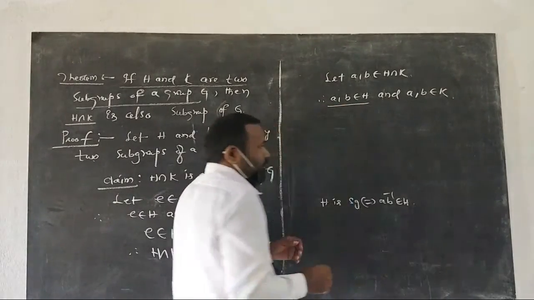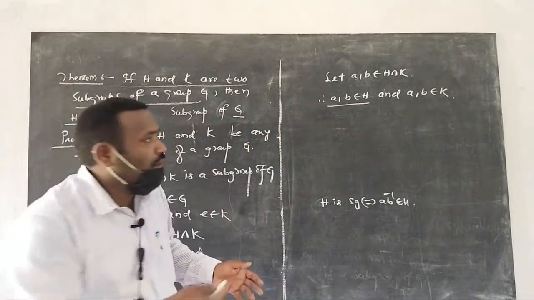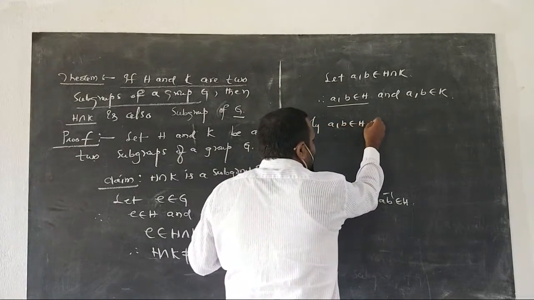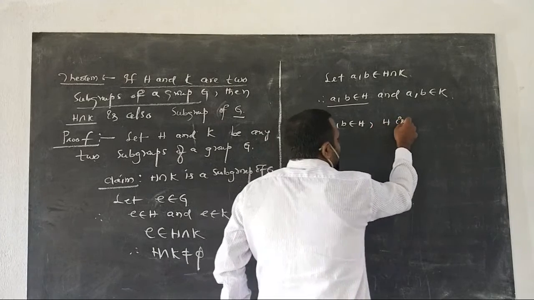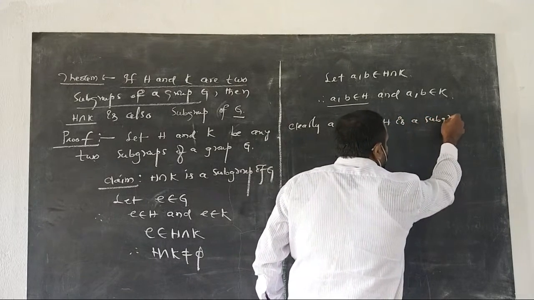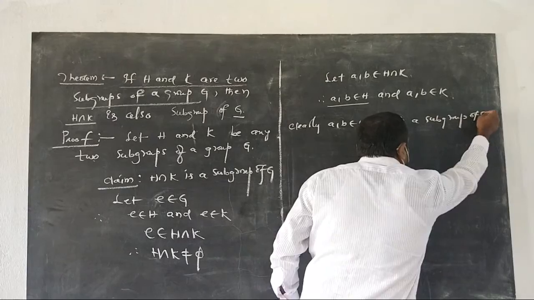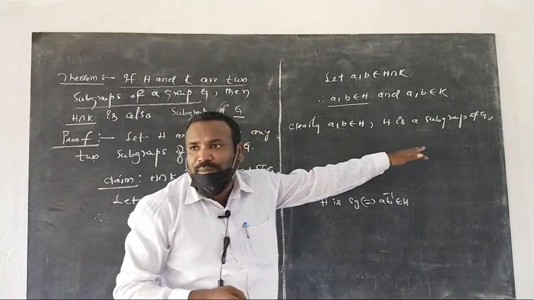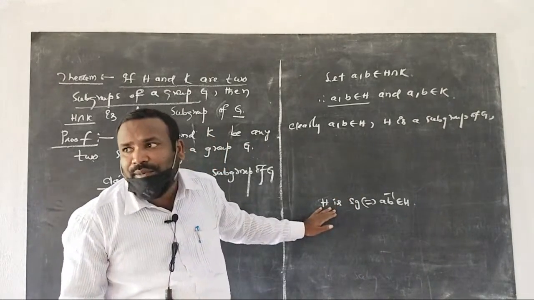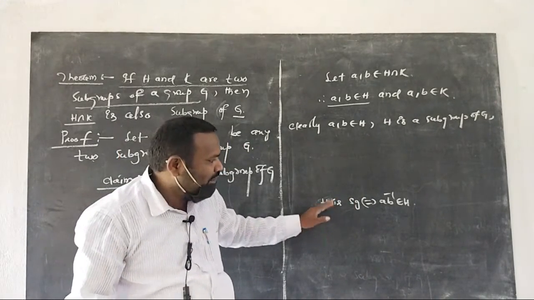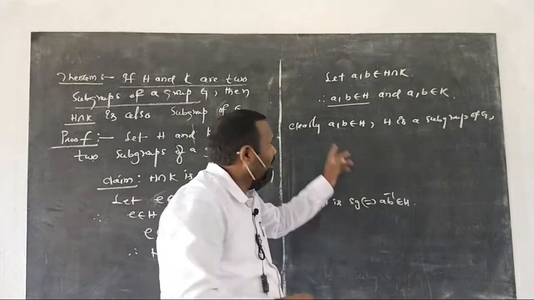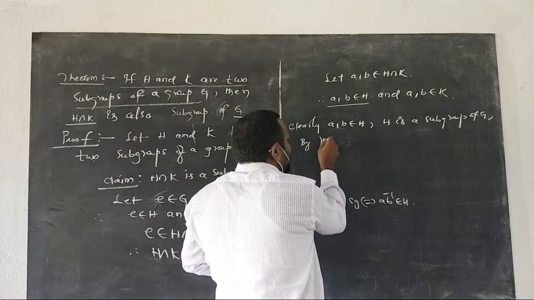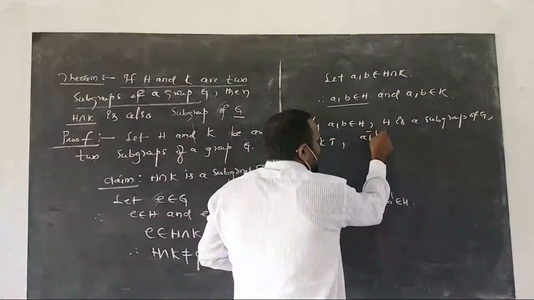A and B are in H. What is H? H is a subgroup. Clearly, AB belongs to H, and H is a subgroup of G. So by the previous theorem, AB belongs to H, H is a subgroup. We use the necessary part in this theorem. What does the necessary part say? If H is a subgroup, this condition is true. Since AB is in H and H is a subgroup, by the known theorem, what can we write? AB inverse belongs to H.